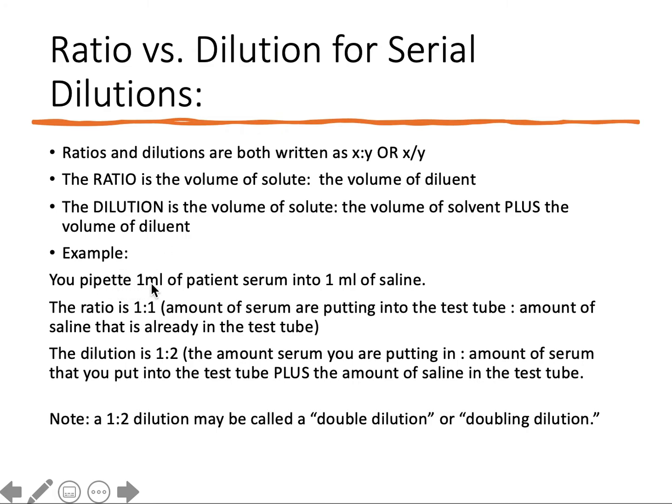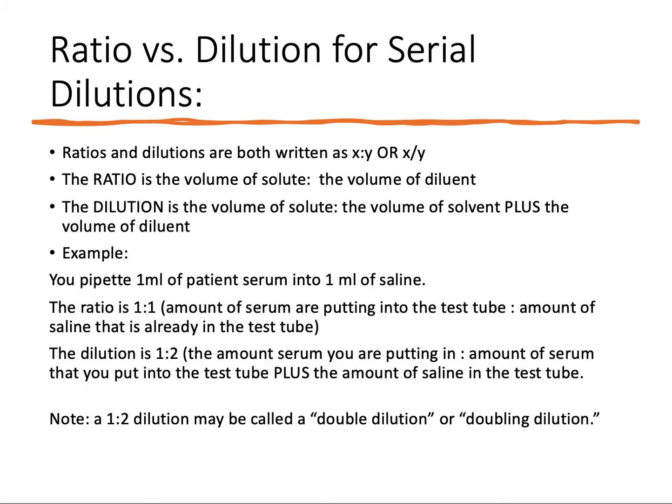So you pipette 1 milliliter of patient serum, which is the solute, into 1 milliliter of saline, which is the diluent or the solvent. Your ratio, which is the amount of serum you're putting into the test tube to the amount of saline that's already in the test tube, is 1-to-1. So the ratio basically is the physical, how much of this solute, how much of my patient sample or other concentrated liquid, do I need to put into how much saline or water or whatever to dilute it to get it to where I want to be. So your ratio is more like what you're putting in to what's already in there.